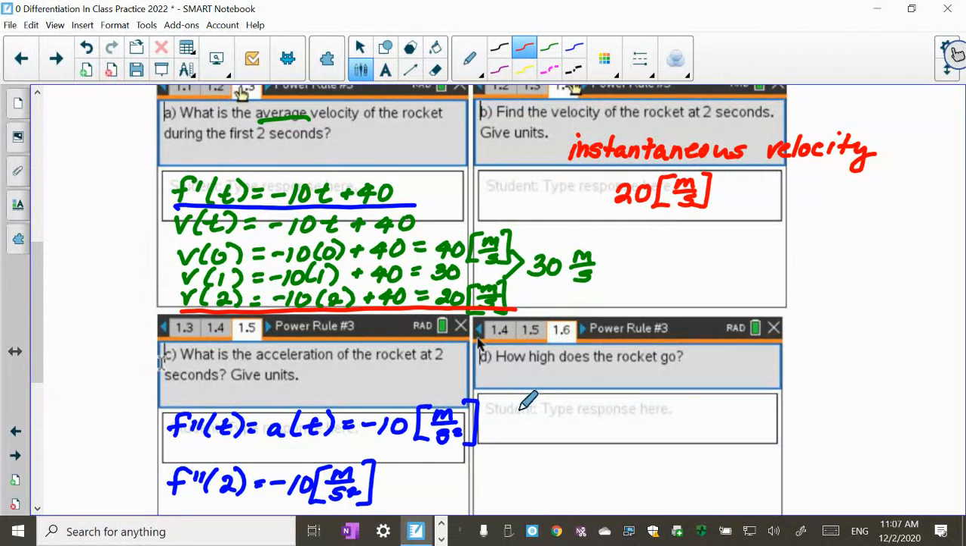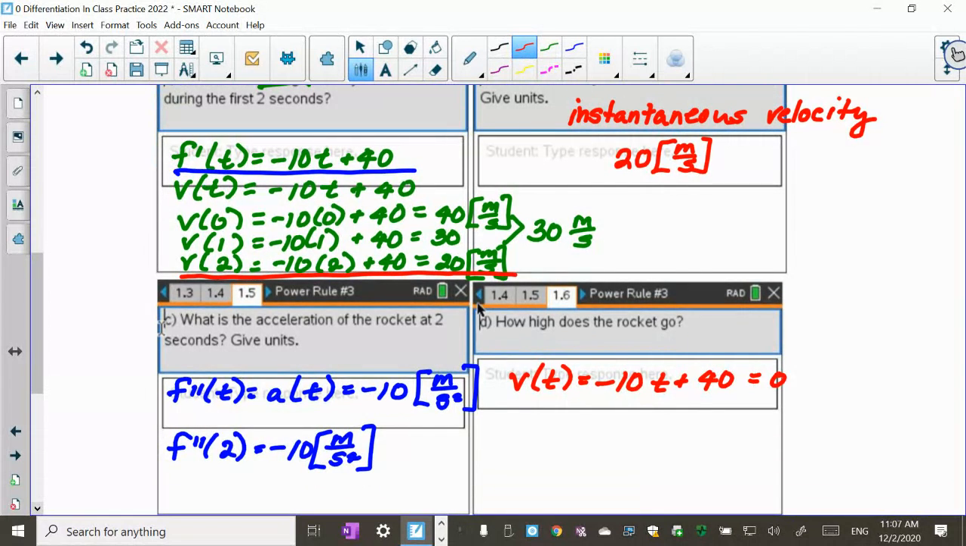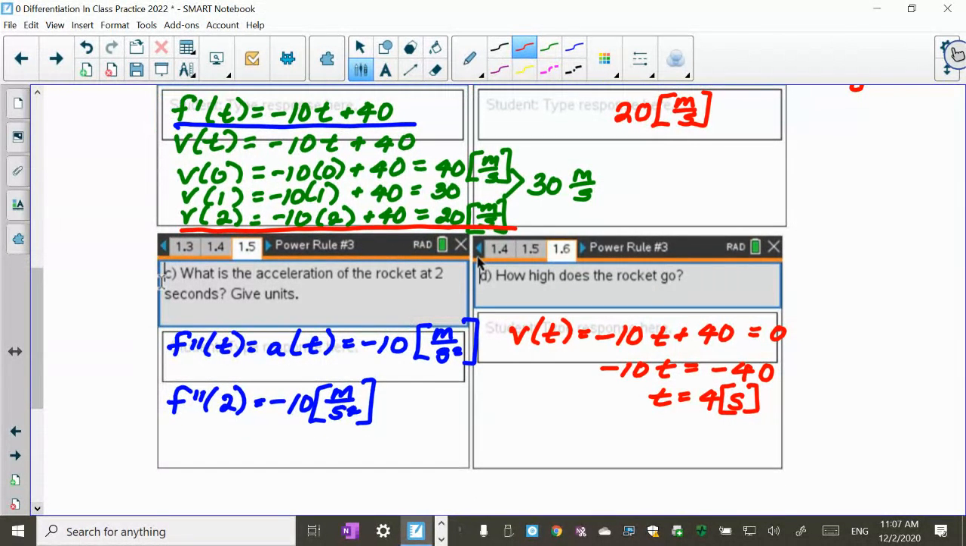So I've got v of t equals negative 10t plus 40. I'm going to put that equal to 0 so I can find out when my velocity is 0. So I have negative 10t equals negative 40. t equals 4 seconds. So at 4 seconds, my rocket is at its high point.